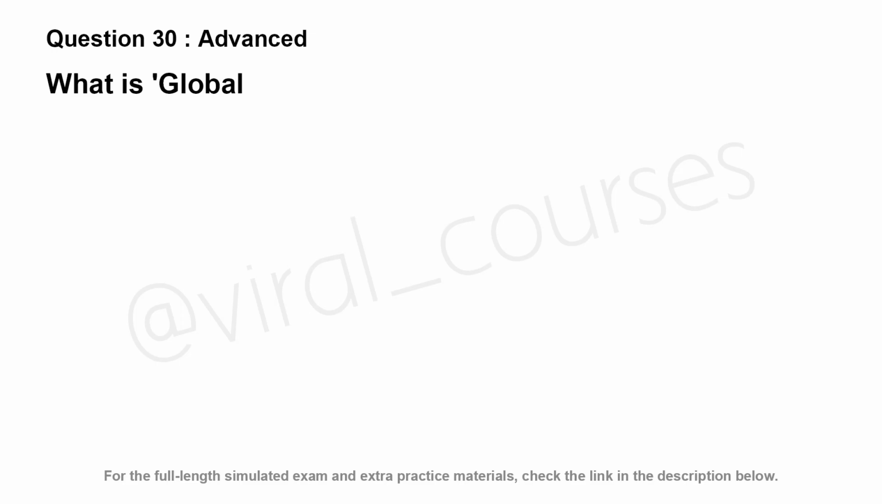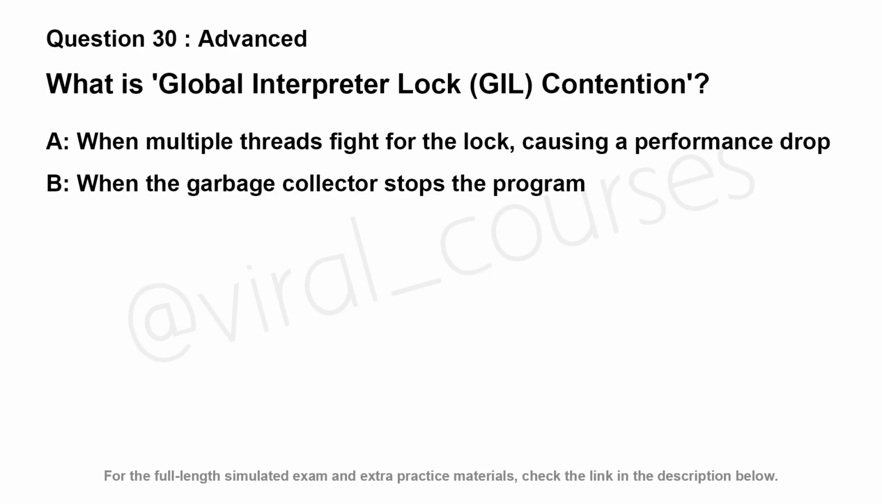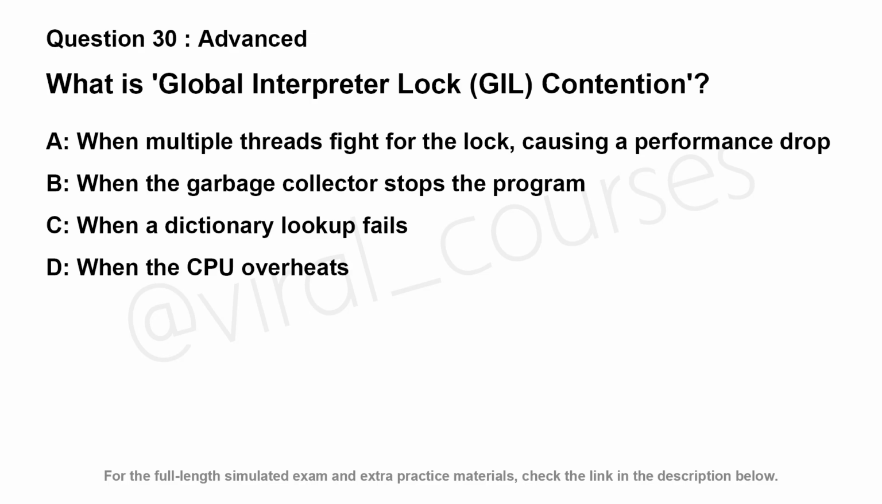What is global interpreter lock, GIL, contention? Option A. When multiple threads fight for the lock, causing a performance drop. Option B. When the garbage collector stops the program. Option C. When a dictionary lookup fails. Option D. When the CPU overheats.